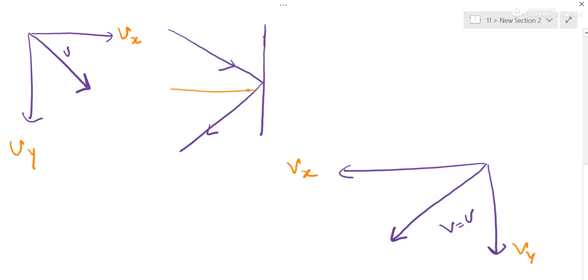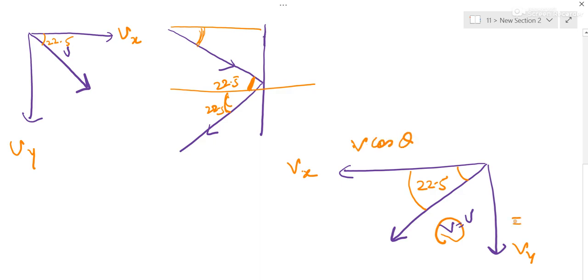Now coming to the angle. This is 22.5, this is 22.5. So we can see here, this is 22.5, and this angle will be equal to this alternate angle. So basically this angle is 22.5. After that, this is v, so the component along theta will be v cos theta, and this will be v sin theta. Similarly, this will be u cos theta, and this will be u sin theta.